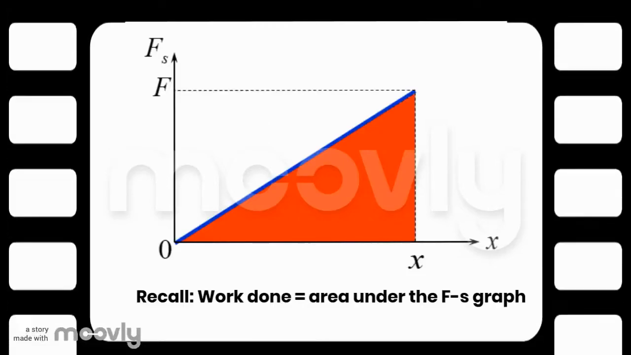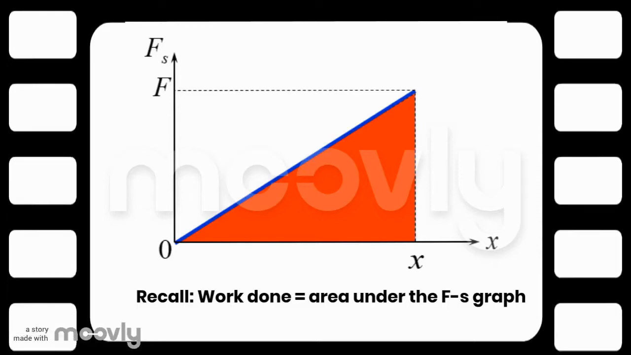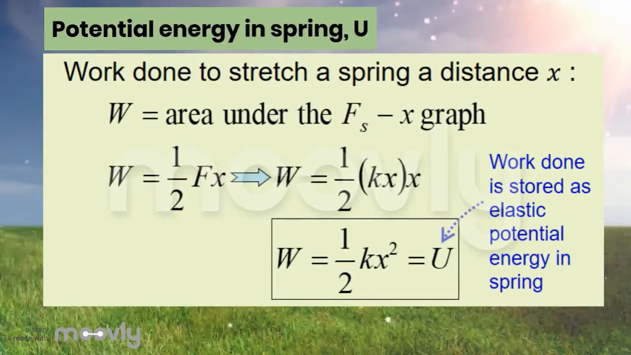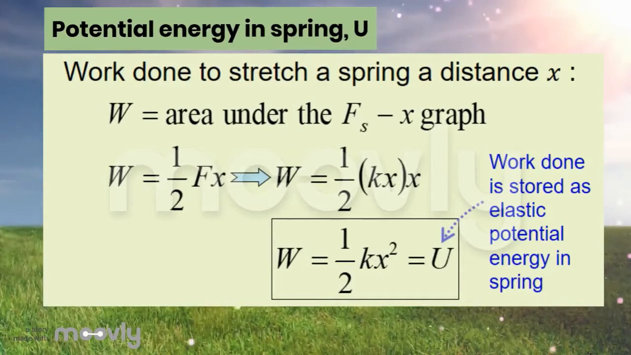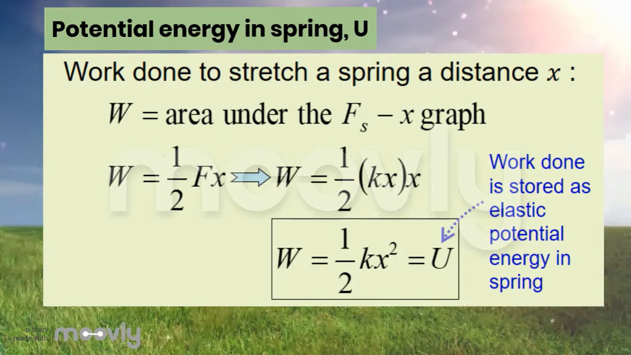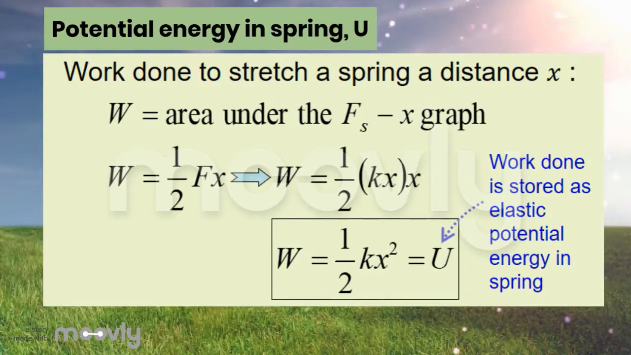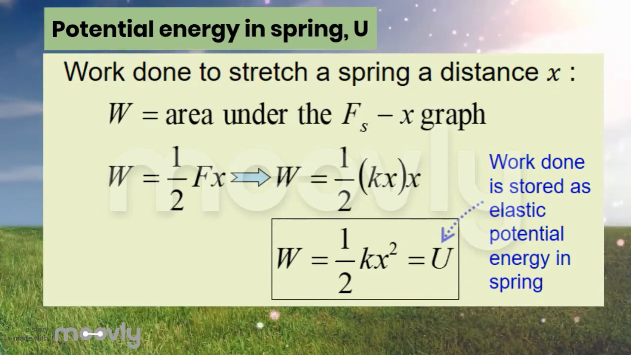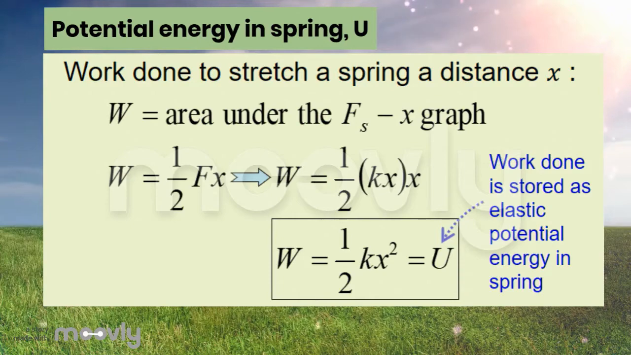So let's recall back. We have learned that we have the force versus displacement graph. The work done is the area under the graph. So to calculate the work done, it's the area under the F-x graph. Since the shape is a triangle, you calculate it using the equation half times F times x. The restoring force is kx, so that gives you half kx squared. So this half kx squared is the elastic potential energy in the spring, and that is because work done is stored as the elastic potential energy in the spring.